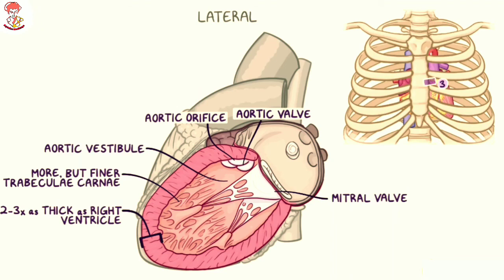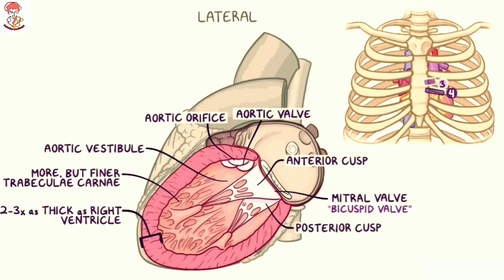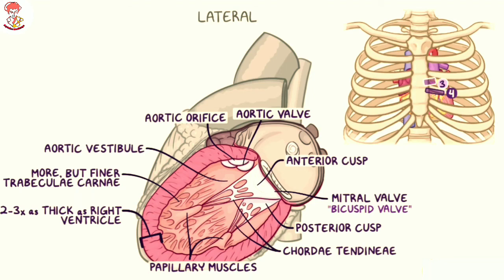The mitral orifice is surrounded by the mitral valve, which is located posterior to the sternum at the level of the fourth costal cartilage. The mitral valve is also referred to as the bicuspid valve as it only has two cusps, anterior and posterior, compared to three cusps of the tricuspid valve. Each of the cusps is attached to the papillary muscle through chordae tendineae, which allows the cusps to resist the high blood pressure during a heart contraction.